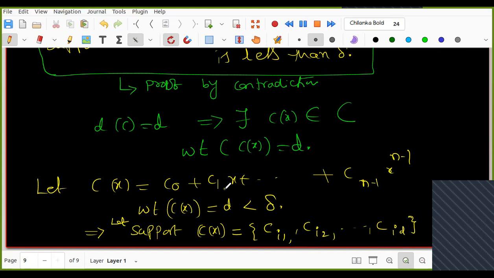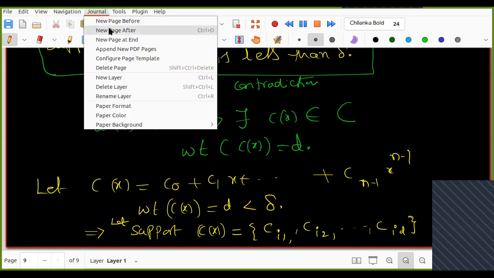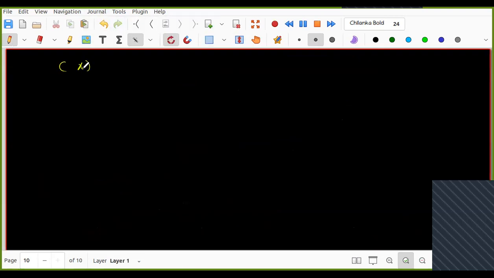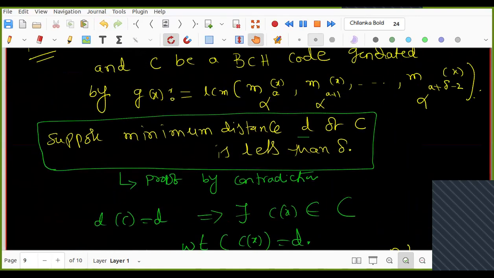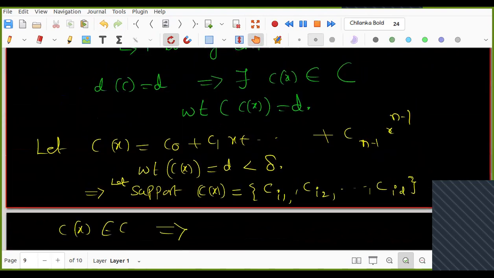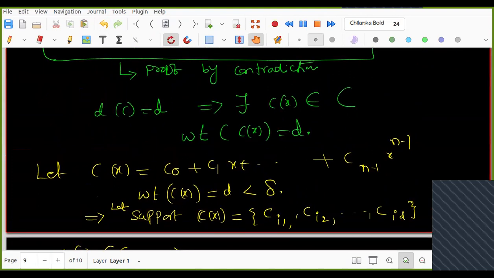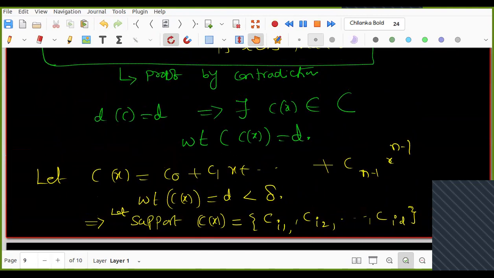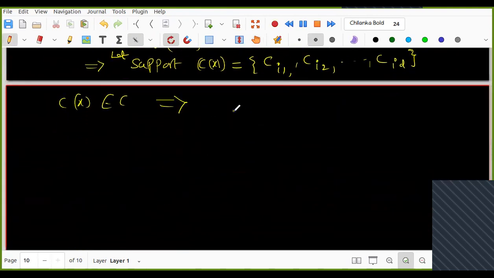But now you know that it is a codeword. So what do you know about that? C(x) belongs to C implies what? When some vector is a codeword, that means some polynomial is a code polynomial, then it is a multiple of g(x). That means g(x) divides C(x), right?